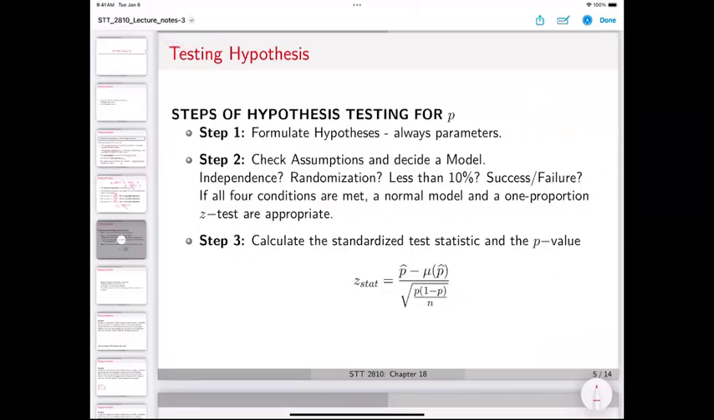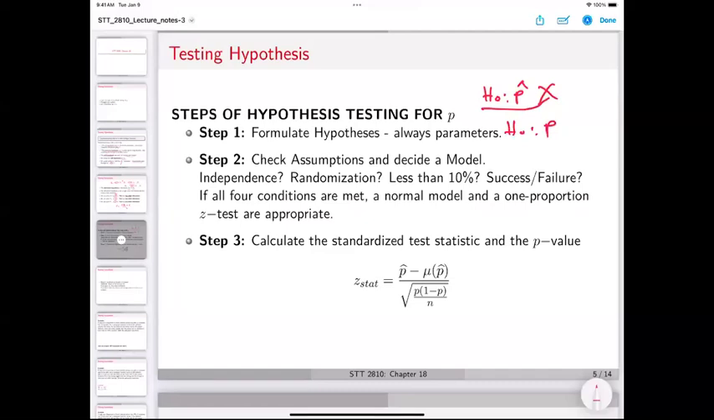Now, there are steps in testing the hypothesis for proportion. Remember, I've told you that hypothesis testing is for only parameters and not statistics. Parameters are for population, statistics are for sample. So hypothesis testing is about the population. So for example, if you see H naught with P hat, if you want to write that, it should be H naught: P and not P hat.